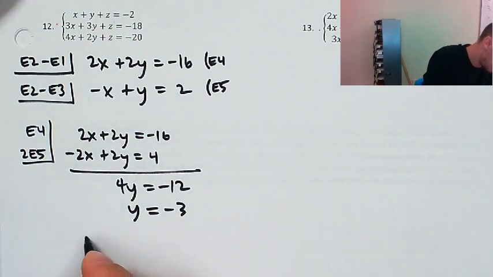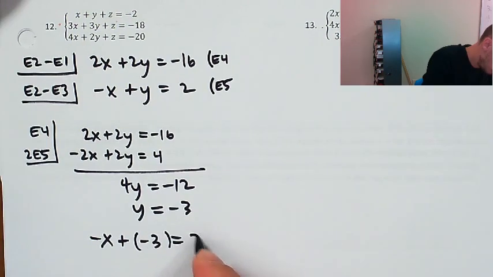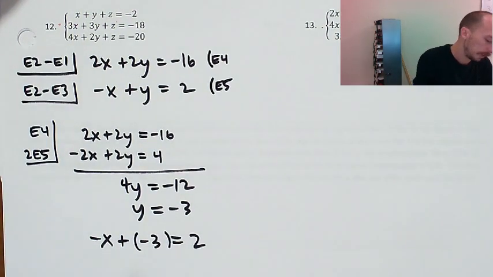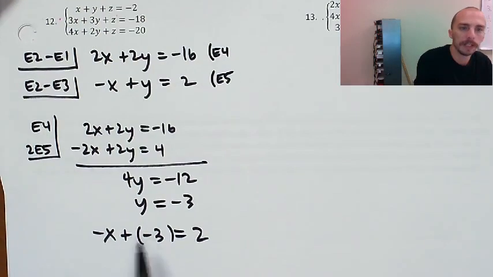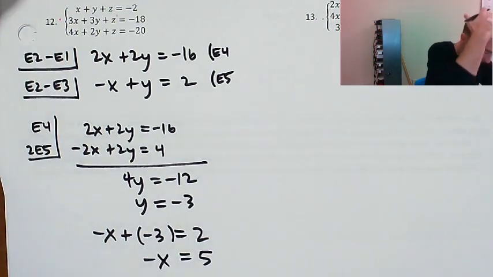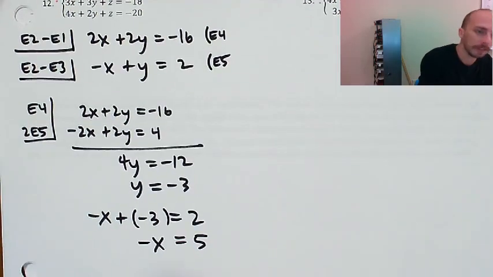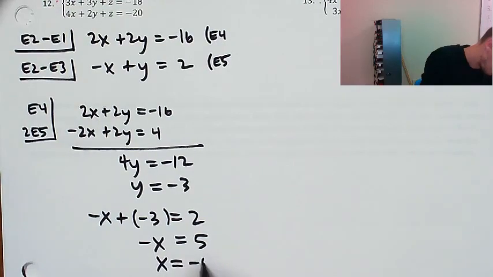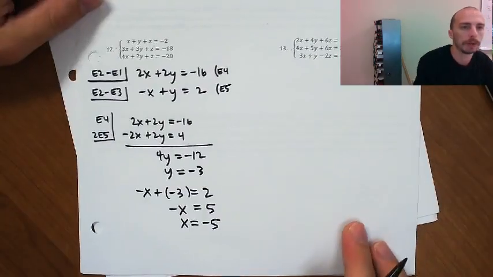Maybe I'll do negative x plus y equals 2. In order to get rid of this negative 3 over here, I'm going to have to add 3 to both sides. Okay, so negative x equals 2 plus 3, which is going to be 5. That's telling me that x needs to equal negative 5. And I think I need to zoom out a little bit, yeah.